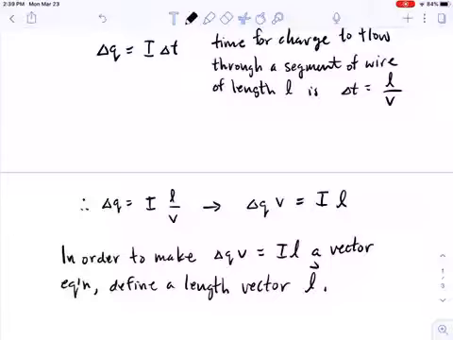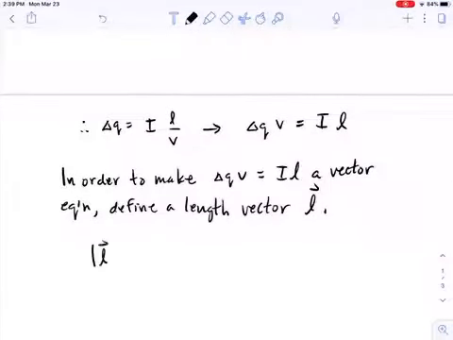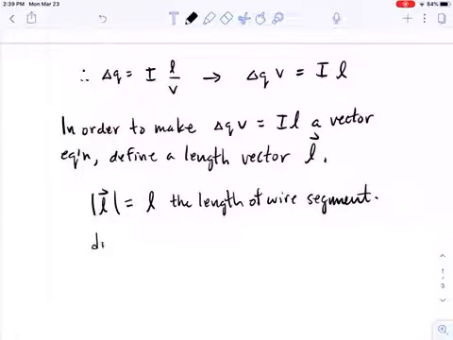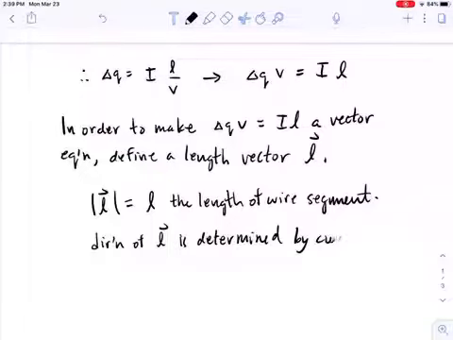And so how it's going to be defined is that the magnitude of this vector is just going to be L, the length of our section, our segment of wire. L is equal to L, the length of the wire segment. Okay, and so the direction of L is going to be determined by the current direction.